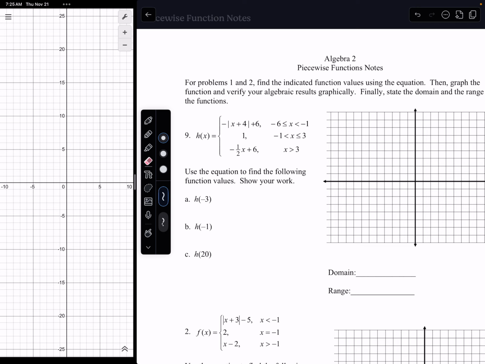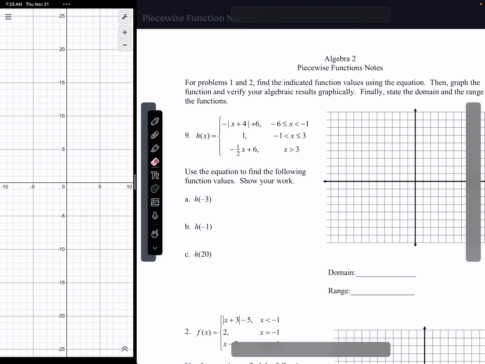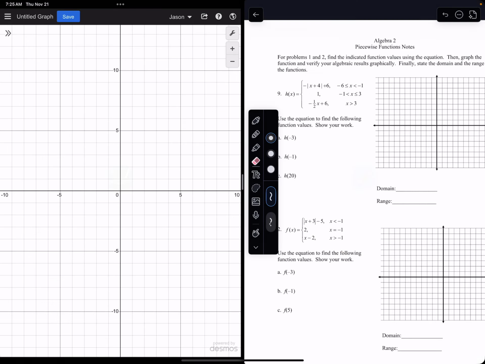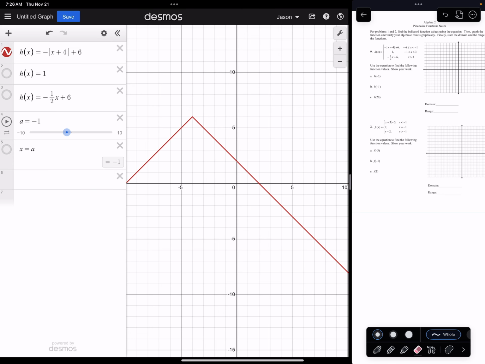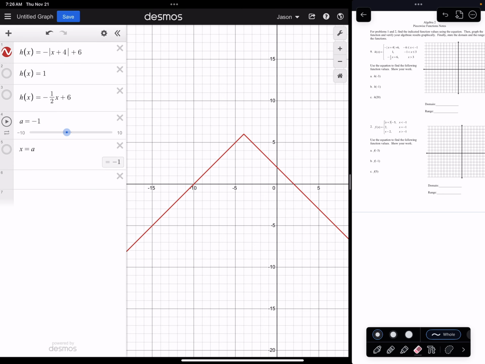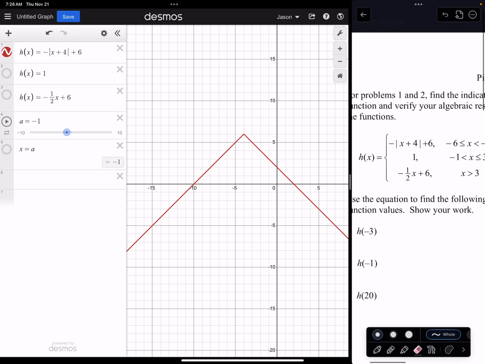Let me show you what this looks like. I have the three graphs here on the left. Let's look at them one at a time. So this is the graph of the first one, and that's that upside down V that's been shifted that we talked about. Then this is the graph of the second one. It's just a horizontal line at 1 because it's y equals 1. And then we have this graph here, which is a line with a negative slope.